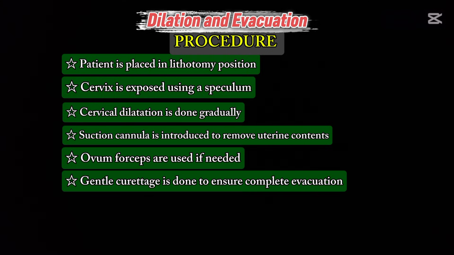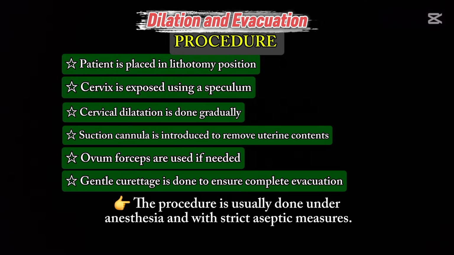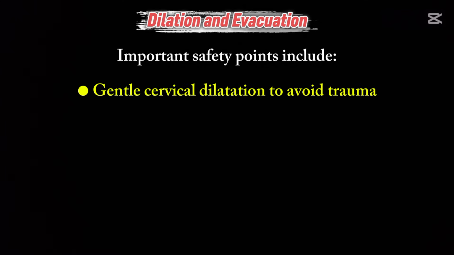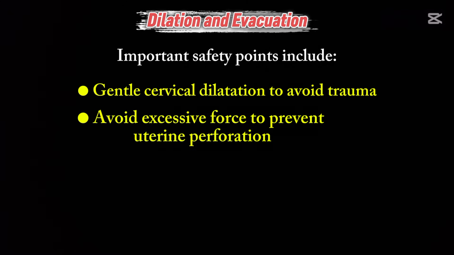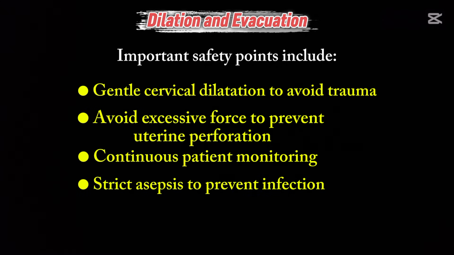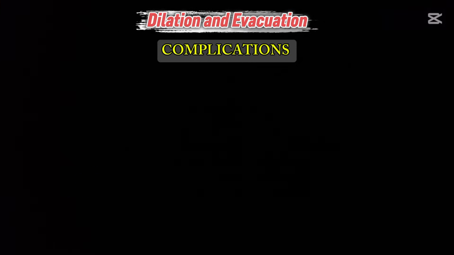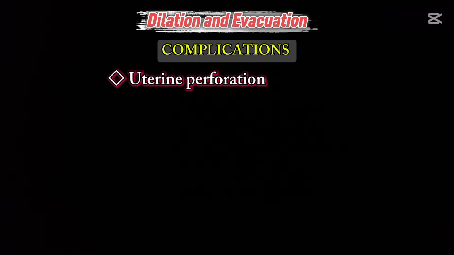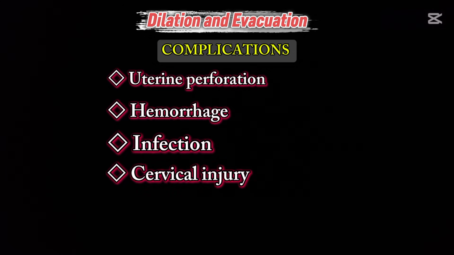Gentle curettage is done to ensure complete evacuation of product. This procedure is usually done under anesthesia with strict aseptic measures. Important safety points include gentle cervical dilation to avoid trauma. Avoid excessive force to prevent uterine perforation. Continuous patient monitoring. Strict asepsis to prevent infection. The possible complications of this procedure can be uterine perforation, hemorrhage, infection, and cervical injury.